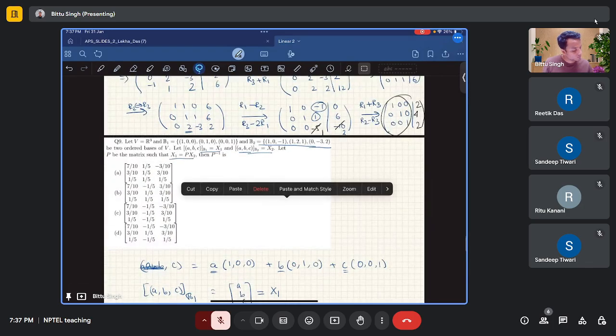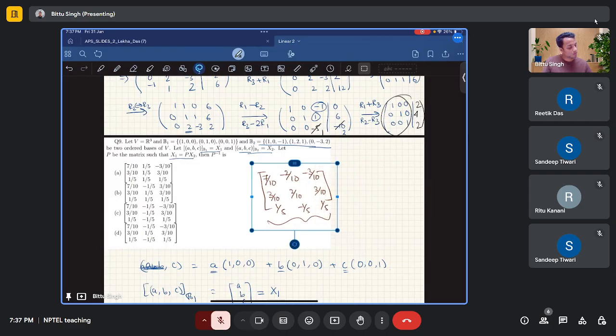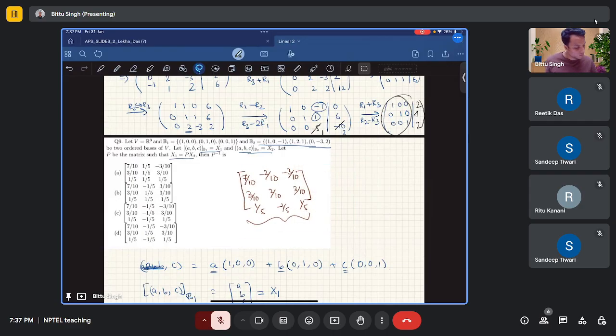Let me paste here. So check what is the correct answer. Last entry is 1 by 5, minus 1 by 5, 1 by 5. So those two are discarded. 3 by 10, minus 1 by 5. Again it is plus. So this should be the correct answer, D. Is it clear? The procedure? Okay.